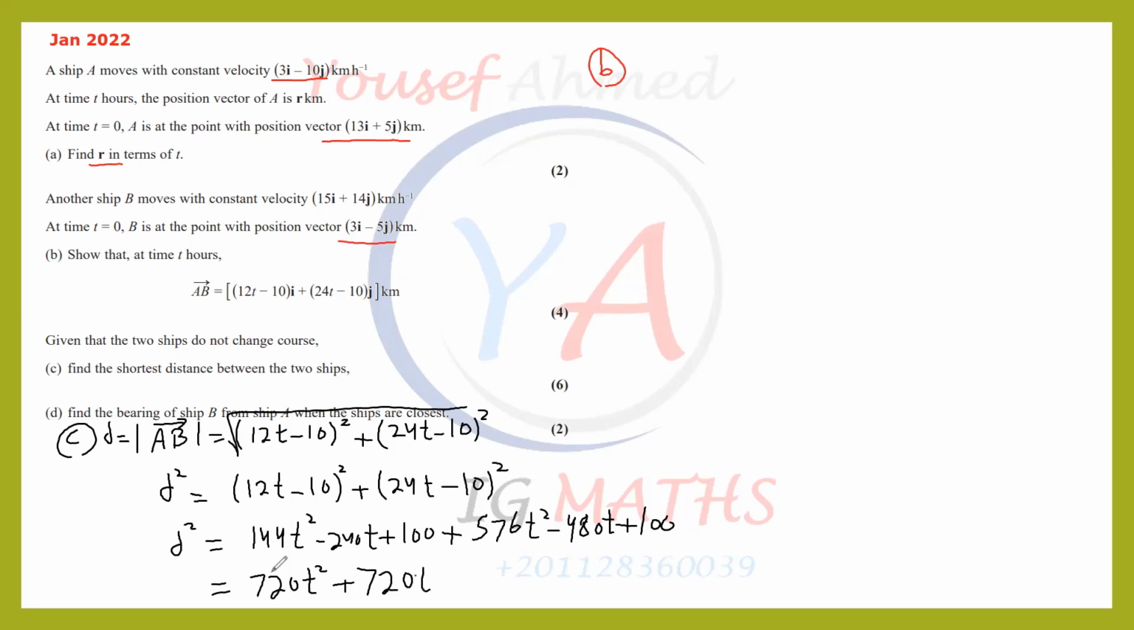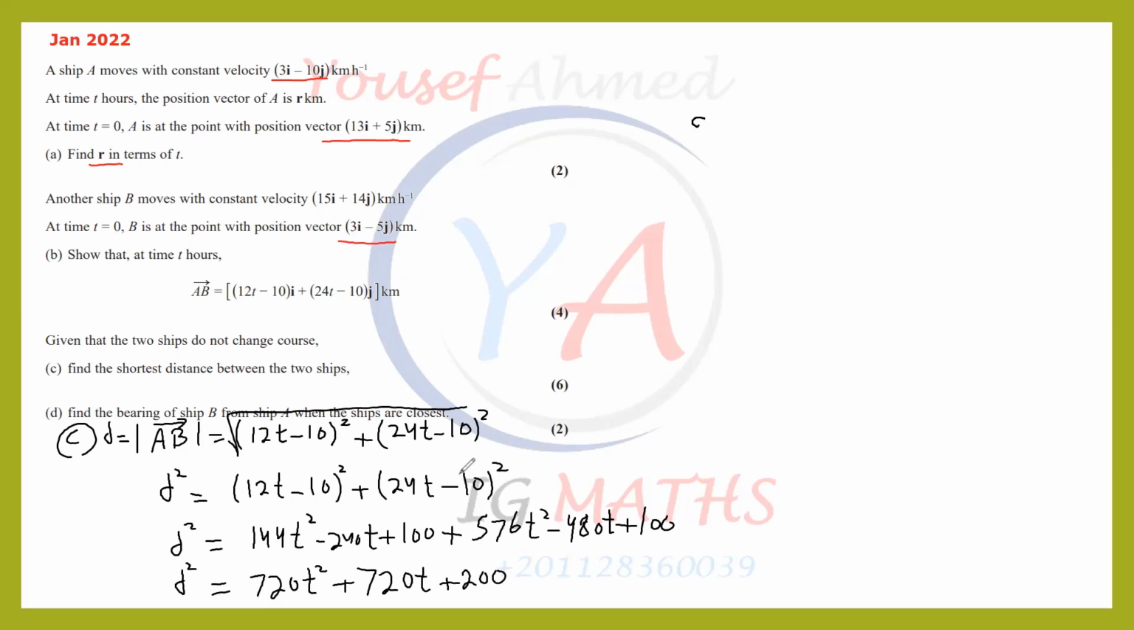720t, and here plus 200. This is the squared. So you can do the thing that we have done in the first question. You can use either completing the square or differentiation to get the stationary point to know the value of t. Get the first derivative, and then equate it to 0 to know the value of t. And then after you got the value of t, you replace it in the distance here to know the shortest distance between the two ships.